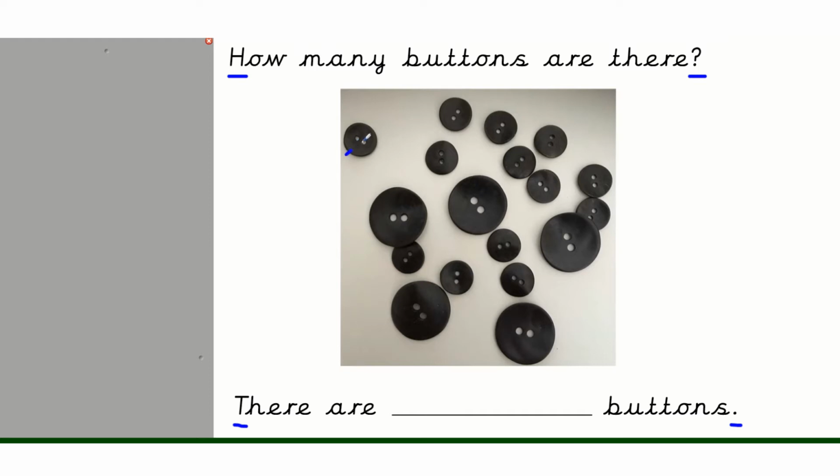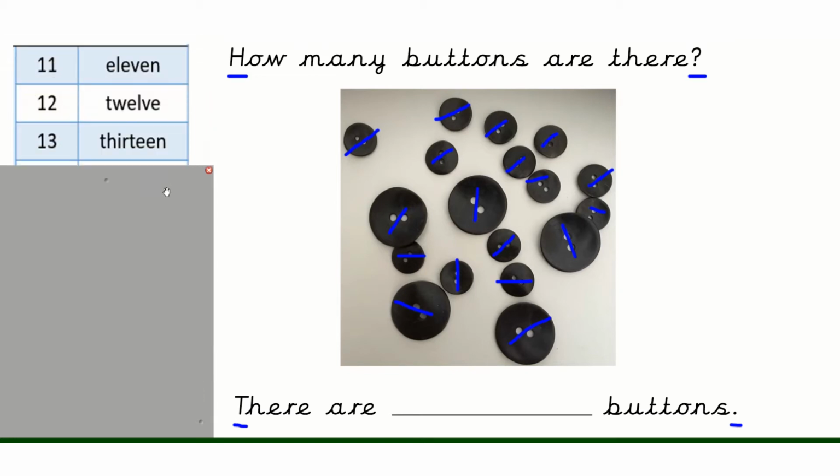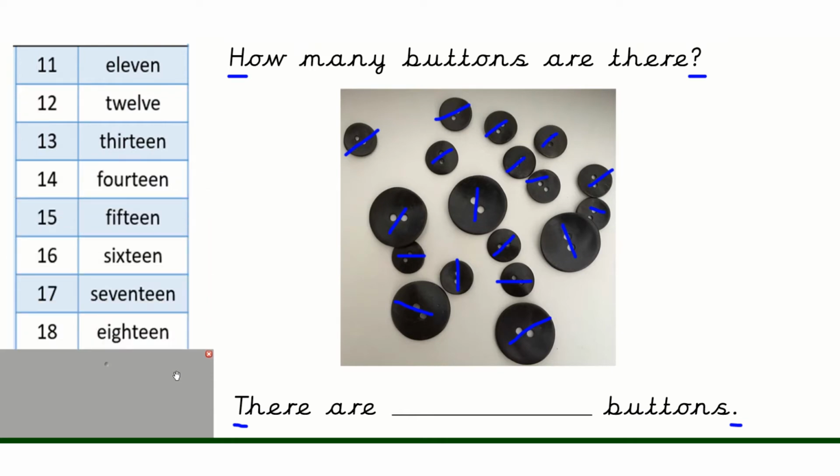Okay, for this one, I'll cross them off as we count to make it a little bit easier. Are we ready? 1, 2, 3, 4, 5, 6, 7, 8, 9, 10, 11, 12, 13, 14, 15, 16, 17, 18. Right, let's find 18. 11, 12, 13, 14, 15, 16, 17, 18. So for this one, we spell the number 8 first, and then we add the een part.